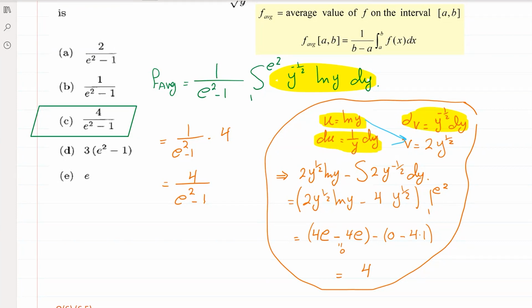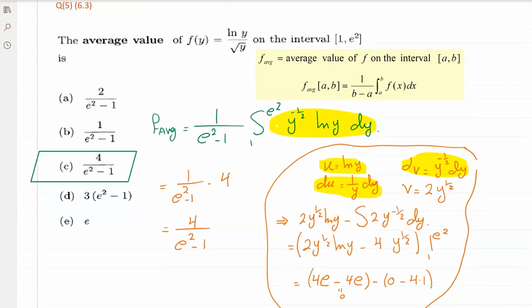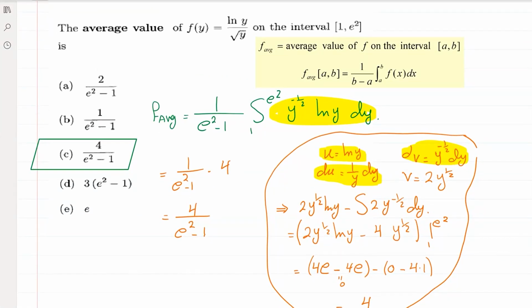Now the second integral is what? This one we can integrate directly. And y to the power minus half, again, it is y to the power half over half, so it will be 4. Just now substitute the upper bound and lower bound, and everything will be clear. If you face any question like this tomorrow, it will be a piece of cake, it will be a gift question.